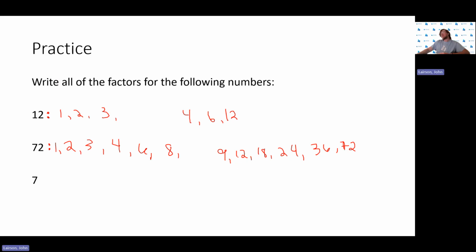So as we can see, the bigger the numbers are, the more factors there are. There's a lot of them for bigger numbers, so I'll move on.